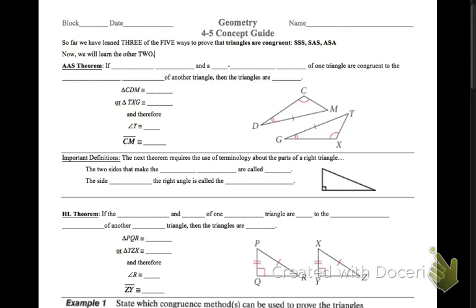All right, time for section 4.5. We're going to skip around here a little bit and do this section. We're going to cover two other ways to know that triangles are congruent.